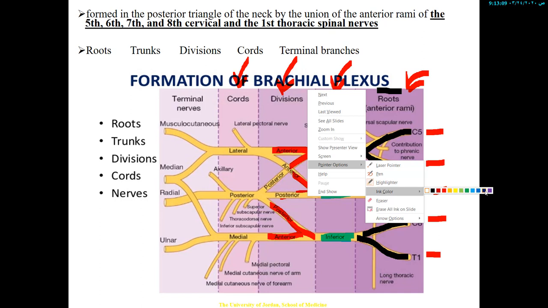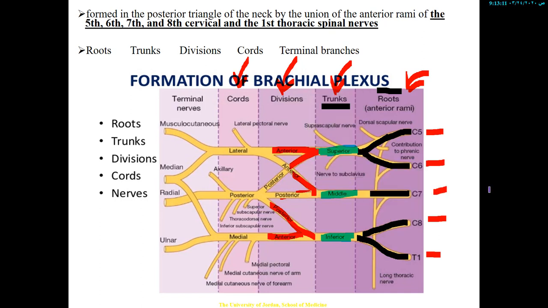Let's choose this: the posterior division of the middle, the posterior division of the upper, and the posterior division of the inferior trunk. So the divisions of the trunks, they unite, as we mentioned, and they form the posterior cord. So it's easy. All the posterior divisions come and unite and they form the posterior cord.